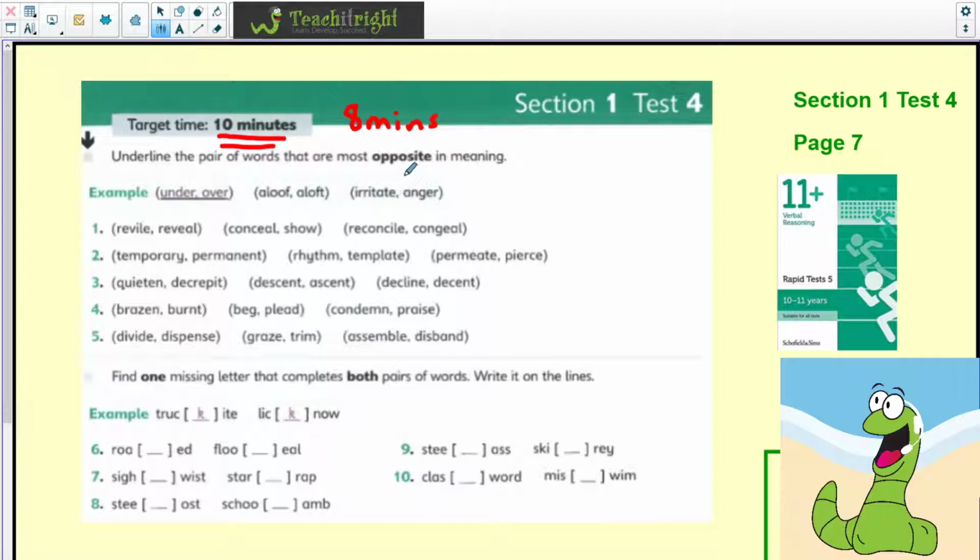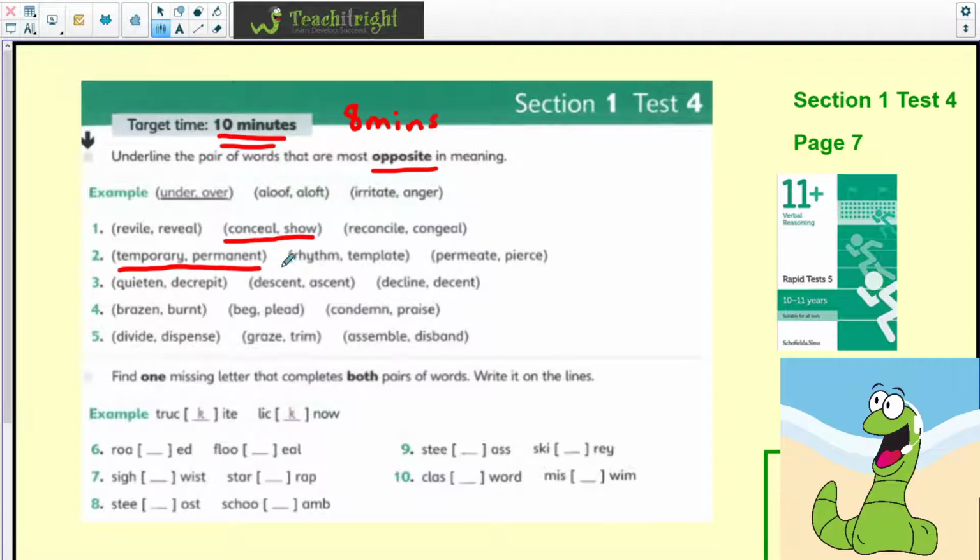So what's the first section all about? Well, we've got to underline the pair of words that are most opposite in meaning. So remember, you're doing opposites here and you're looking for 2 words that are opposite in meaning. So let's have a little look, see if we can see the answers for the first one. So the first set of answers are conceal and show. If you conceal something, you kind of hide it, and you show, you reveal it. So those are opposites.